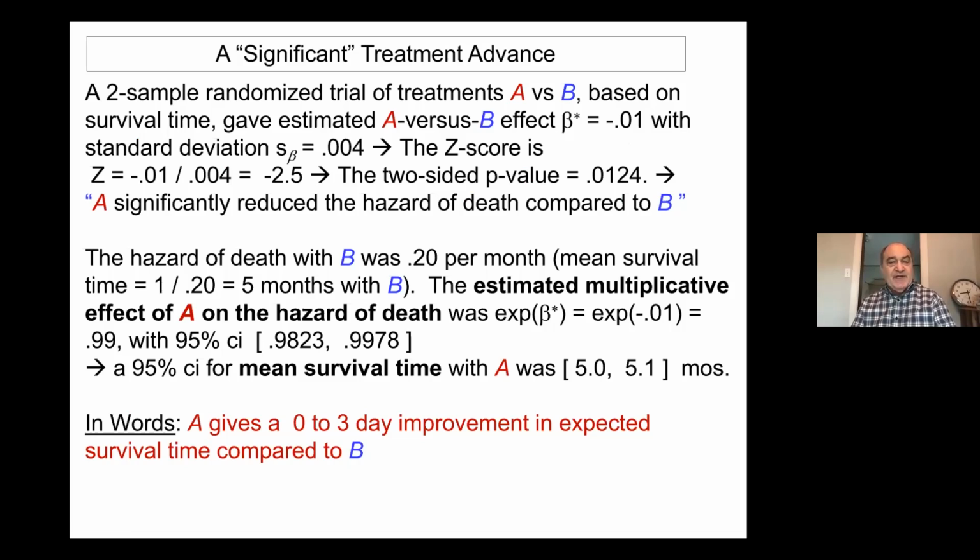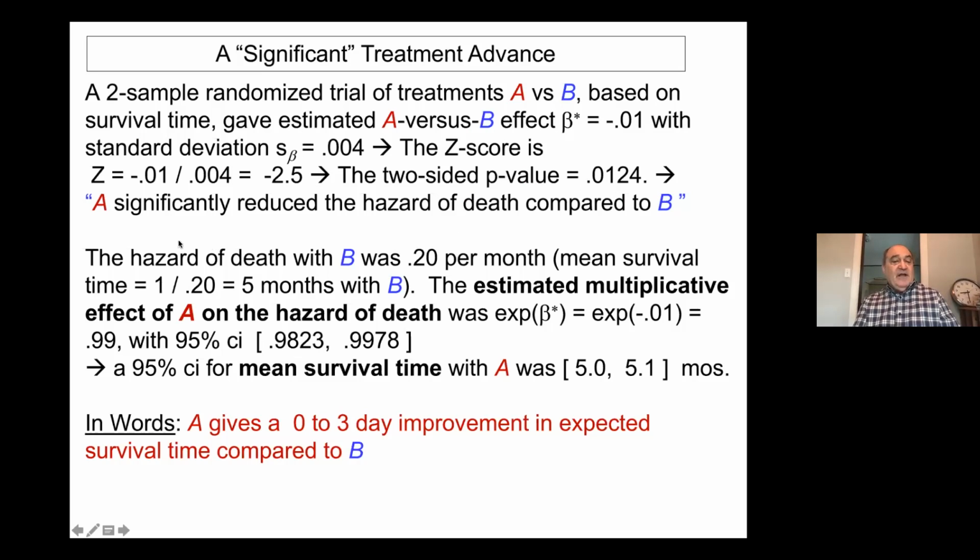This is the last toy example, but it's one that's actually occurred many times, or quite a number of times, in the medical literature, and it's very embarrassing. You've got a two-sample randomized trial of treatments A and B. Here I've color-coded them. And you're going to use survival time as your outcome. How long does your patient live? And let's say you estimated the A versus B effect to be negative 0.01 in some model, and you got an estimated standard deviation of 0.004. Here's the z-score, negative 2.5. And so the two-sided p-value is significant.